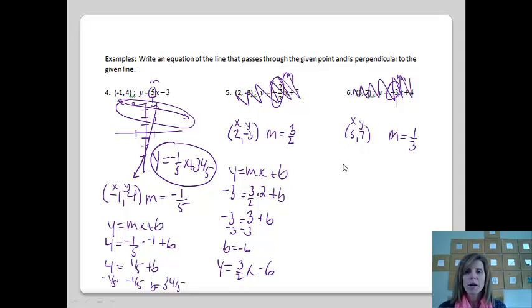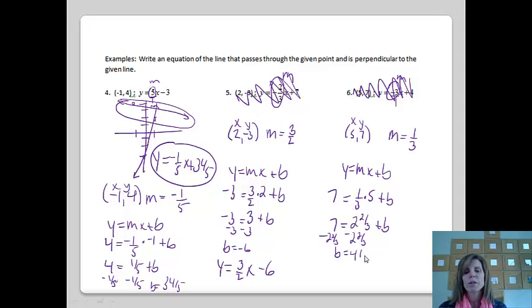Okay, y = mx + b. My y is 7, my m is 1/3, my x is 5, plus b. So then I have 7 = 1/3 times 5, which is 1 2/3, plus b. I will subtract that from both sides, and again, fraction buttons are great for this. We'll get b equals 7 minus 1 2/3, which is 4 1/3.